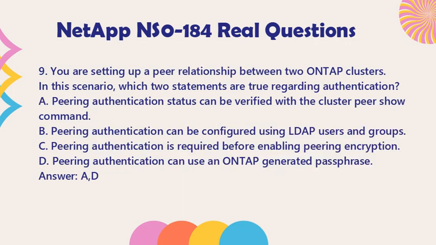9. You are setting up a peer relationship between two ONTAP clusters. In this scenario, which two statements are true regarding authentication? A. Peering authentication status can be verified with the cluster peer show command. B. Peering authentication can be configured using LDAP users and groups. C. Peering authentication is required before enabling peering encryption. D. Peering authentication can use an ONTAP-generated passphrase. Answer: A, D.